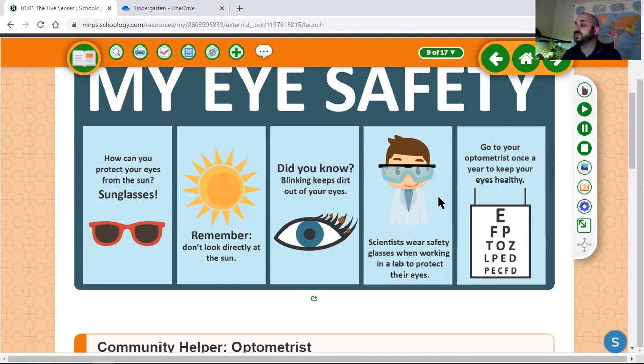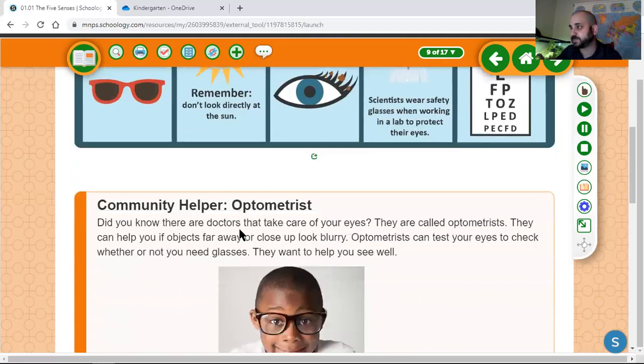You want to go to your optometrist, that's an eye doctor, once a year to keep your eyes healthy. So this sign that we see here, this is a sign that an eye doctor would make us read from about 20 feet away. And we would have to look at it with one eye closed, then the other eye closed, and read to the doctor what it says. And if you can't read the smaller letters, then he knows you might need glasses.